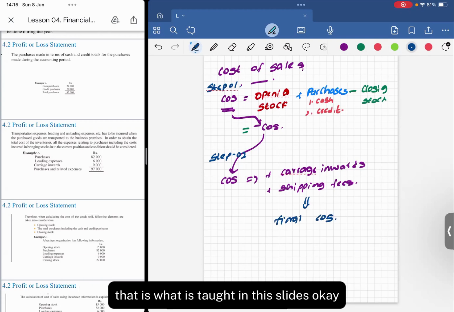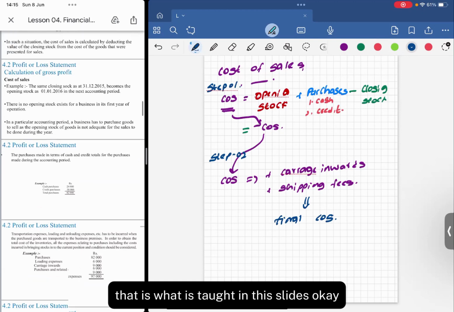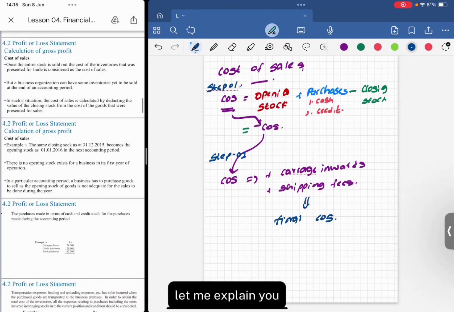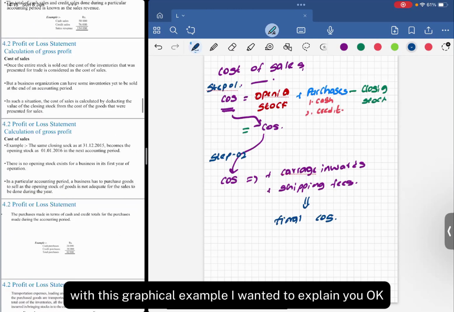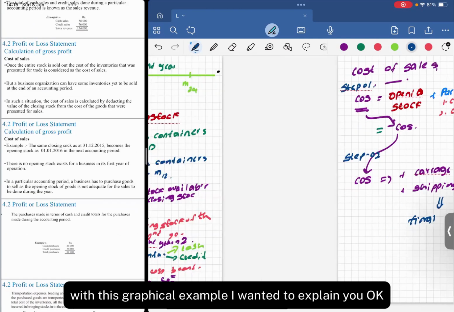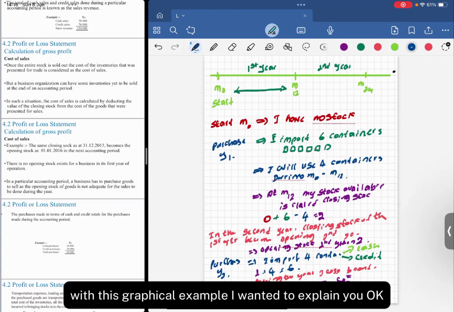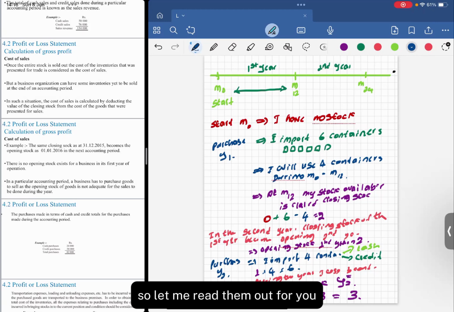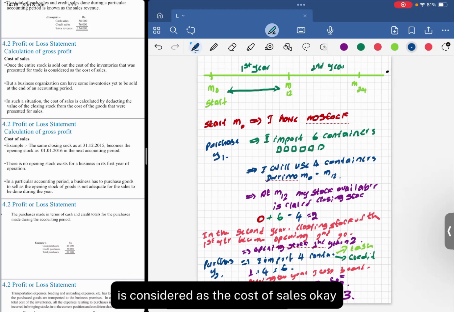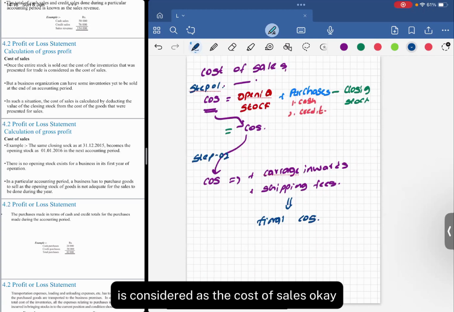That is what is taught in these slides. With this graphical example, I wanted to explain it to you. So let me read them out for you. Once the entire stock is sold out, the cost of the inventories that was presented for trade is considered as the cost of sales.